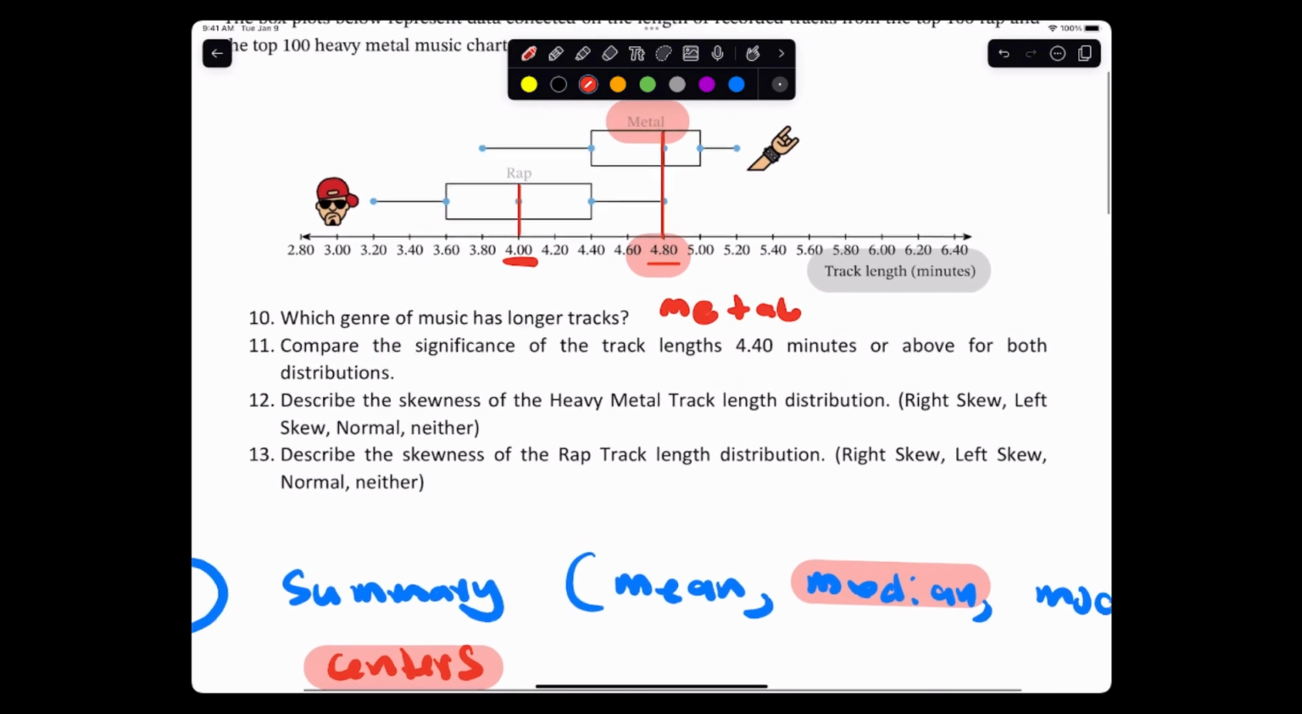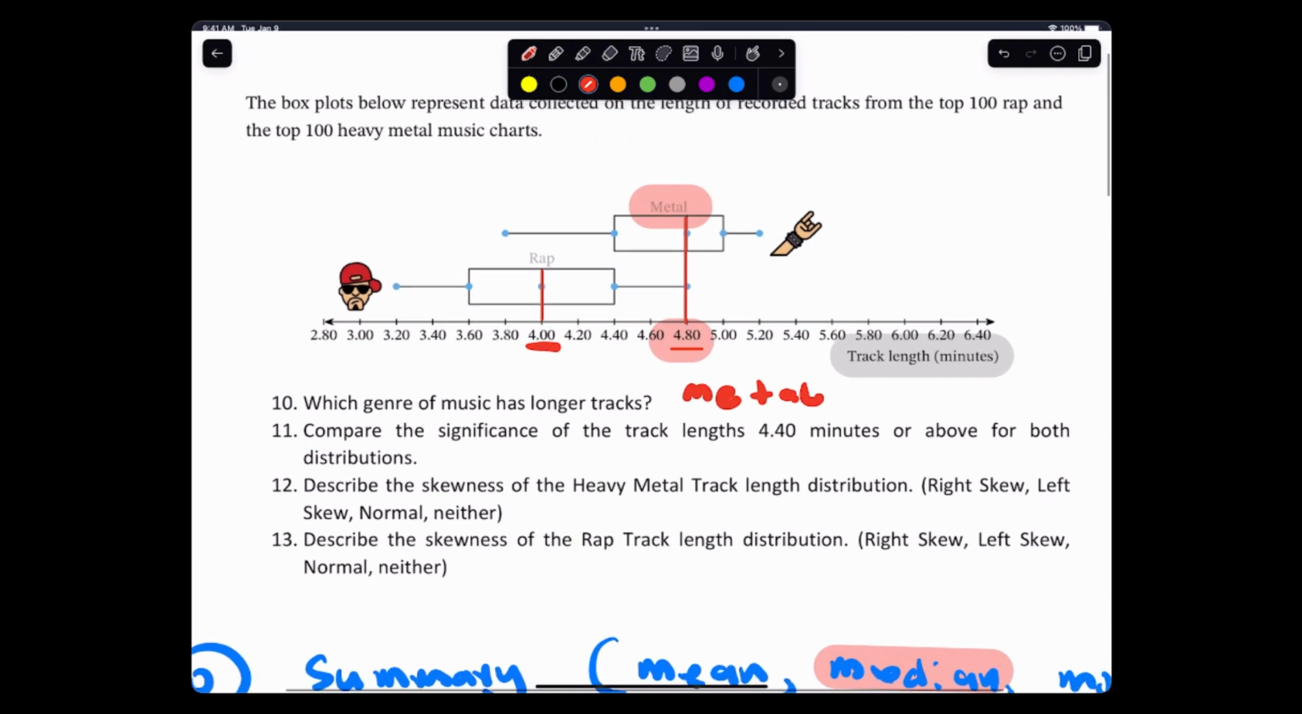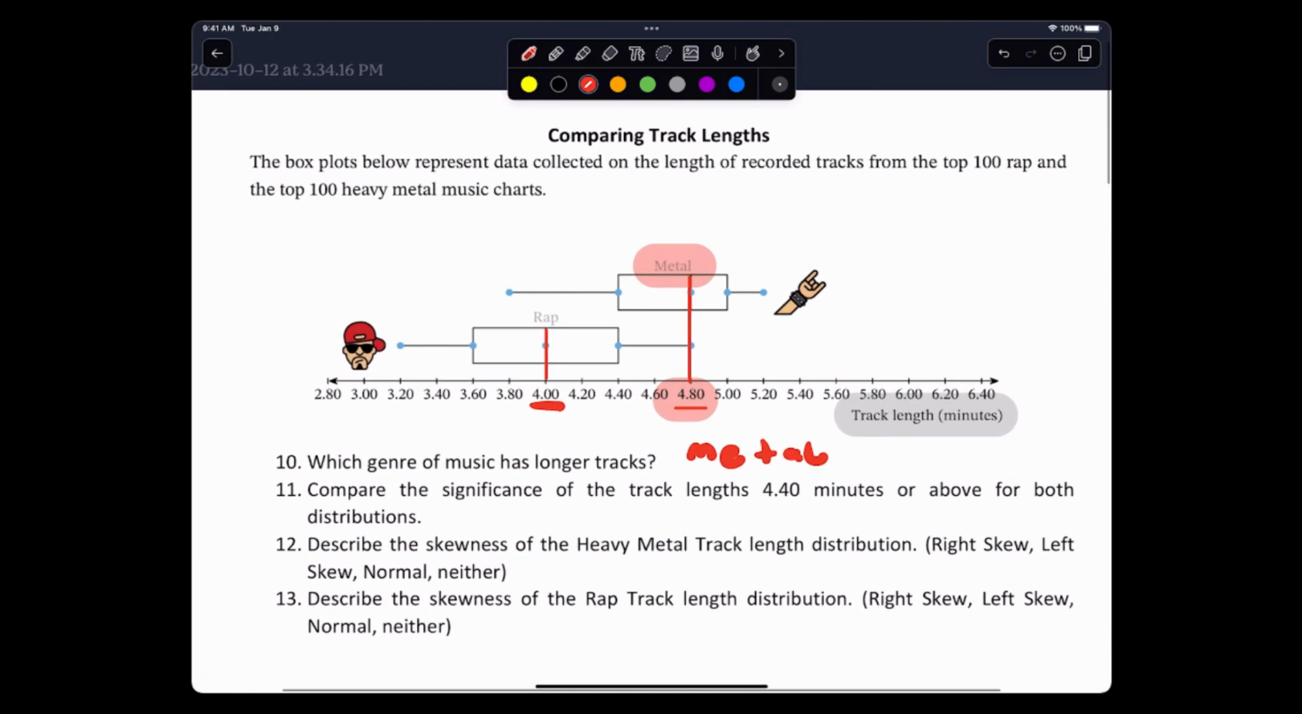Now, let's look at question number 11. You guys okay with that question? Not too bad. Evidently, this is data. It says the box plots below represent data collected on the length of recorded tracks from top 100 rap and top 100 heavy metal music charts. Compare the significance of the track lengths 440 or above for both distributions. Oh, right. 440 or above.